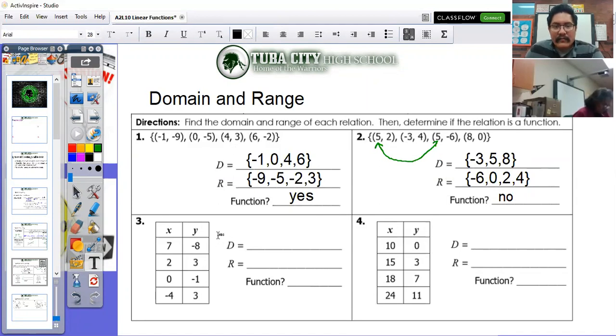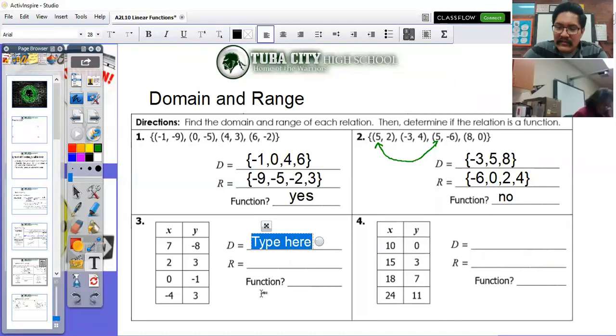All right, and now let's go ahead and use a table. So that's one way to show a function or a relation, ordered pairs, and the other way was a table. So for this one here, the table shows a list of x values and the corresponding y values to each of those x values. So this is like an ordered pair. It's just like 7, -8, you know, like in parentheses. Next one would be parentheses 2, 3. Next parenthesis is 0, -1, and so on.